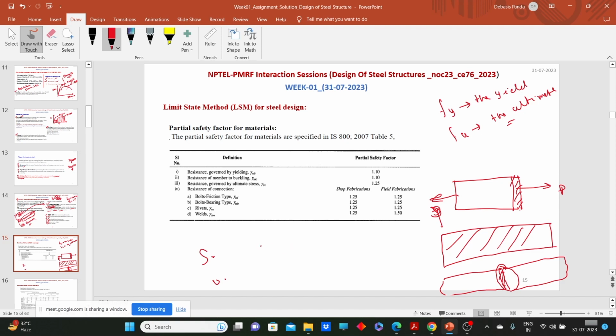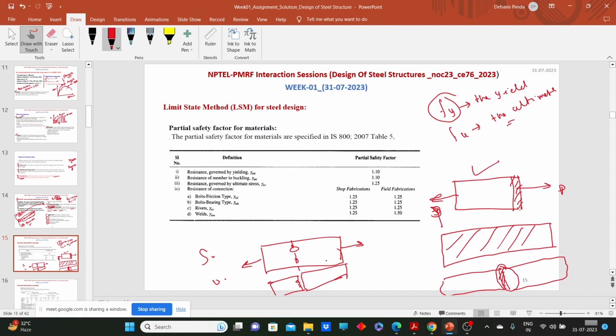Rather, if we have a member like this where we have made some holes, and now we are applying this load, what will happen? The rupture will happen first before yielding. So we have to consider Fy yielding as a failure for the cross sections where there are no holes, that means where we don't reduce the cross-sectional area.